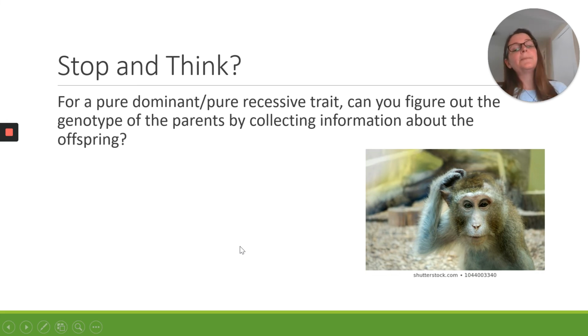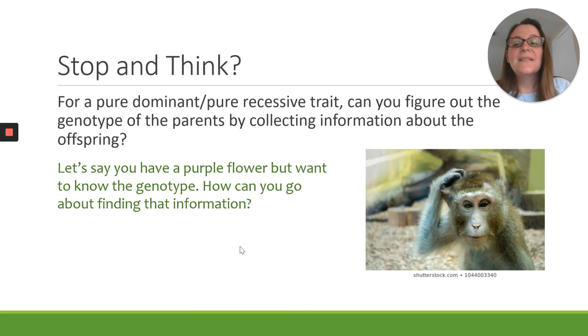So stop and think. Again, we're just talking about pure dominant, pure recessive. Can you figure out the genotype of a parent by collecting information about the offspring? It's an interesting question. The answer is yes. So let's say you have a purple flower, but you want to know what its genotype is. How would you go about finding that information? What would you have to do? Put a response in the worksheet.